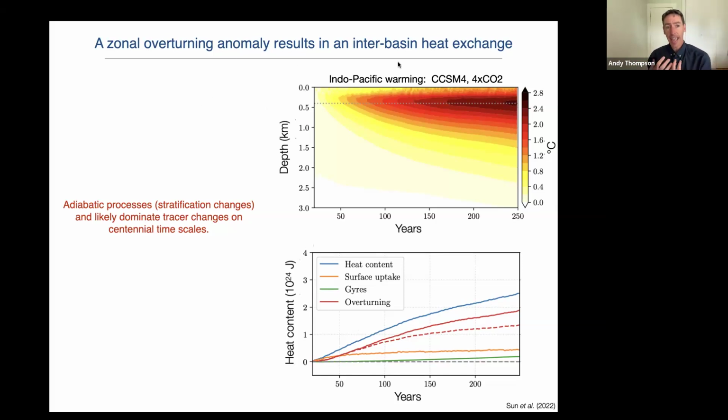So we think of these as adiabatic processes. They are not heat coming into the surface and mixing down into the interior, but rather they're related to stratification changes. And they seem to be dominating rearrangements of tracers on centennial timescales. Here, a sort of interbasin exchange of heat from the Atlantic into the Indo-Pacific.